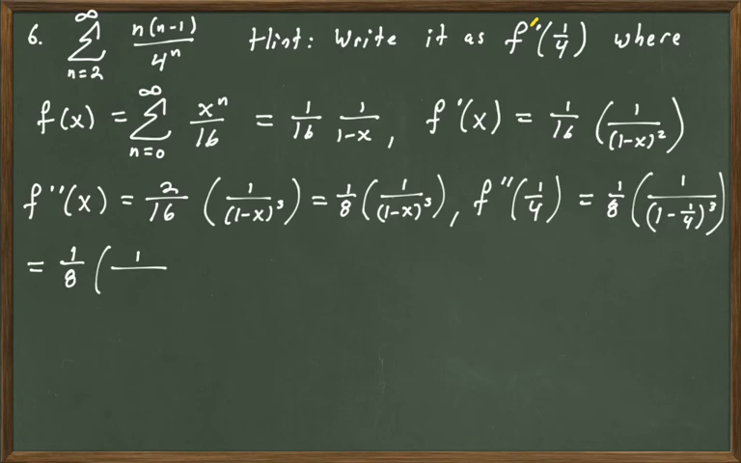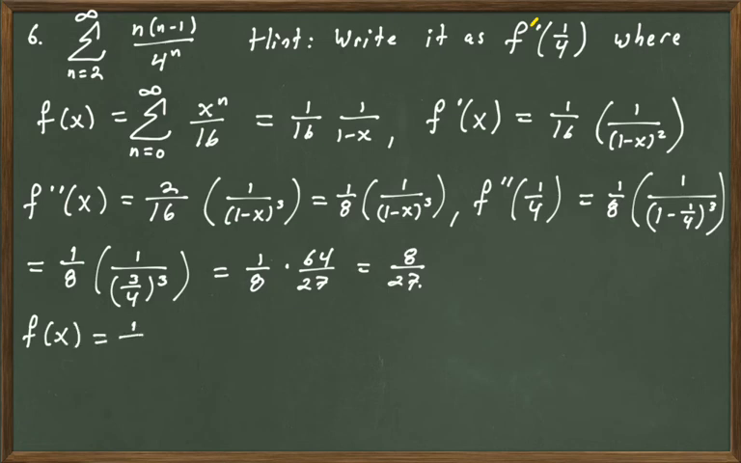So 1 over 8 times 1 over, so 1 minus 1/4 is 3/4. We're going to cube that. So it's going to be 1 over 8 times 64 over 27, which is going to be 8 over 27.